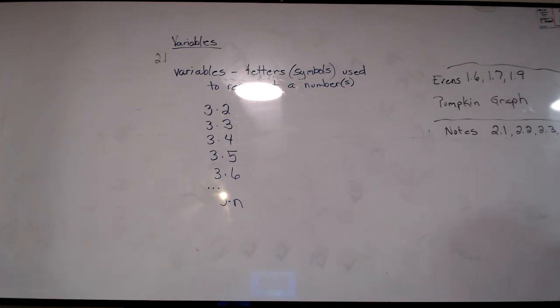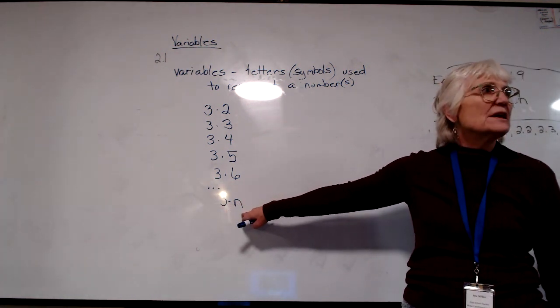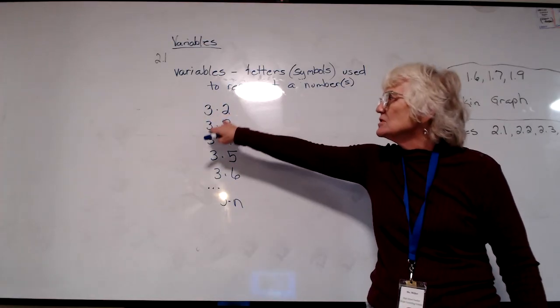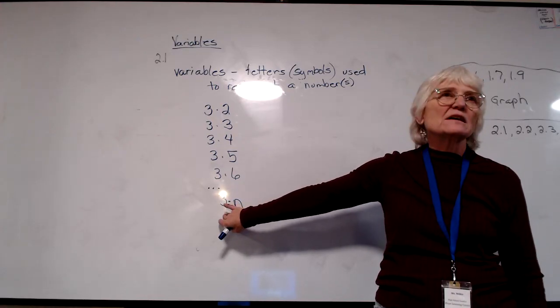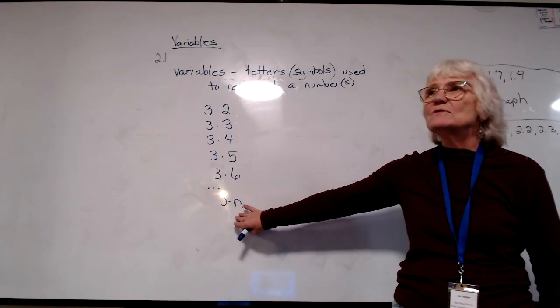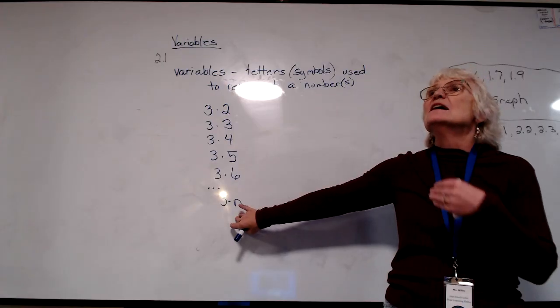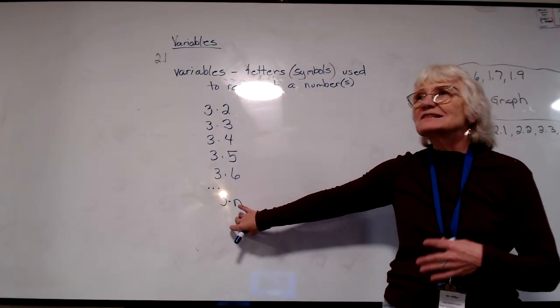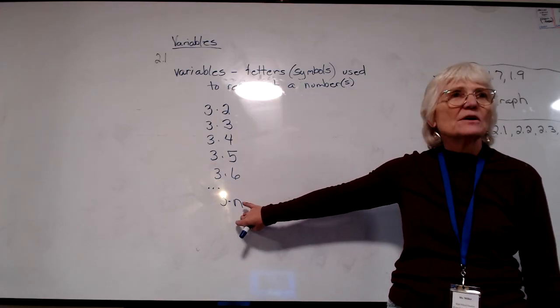So when we're looking at variables, usually we're seeing a pattern. And in the pattern, we describe the pattern by doing 3 times n, because that's really what we did. We did 3 times 2, 3 times 3, 3 times 4, 3 times 5, 3 times 6. So the nth number, we don't know what it is. If it's the 20th number, it would be 3 times 20. So you're just using n as a generalization that I can put different numbers in there. n can be any kind of number.